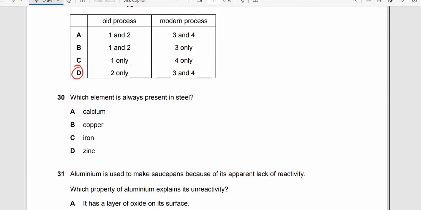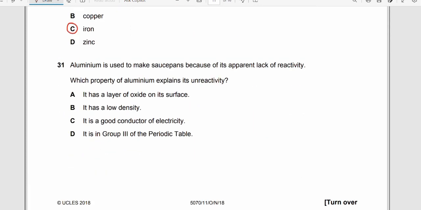Which element is always present in steel? Iron. Aluminum is used to make pans because of its apparent lack of reactivity. Which property of aluminum explains its unreactivity? It has a layer of oxide on its surface. Yes. It has low density, that has no concern with reactivity. A good conductor of electricity, then it should react. Group 3, it doesn't matter if it belongs to group 3. Whichever group it is, it is surrounded by an oxide layer, so its reactivity is decreased. It becomes unreactive.